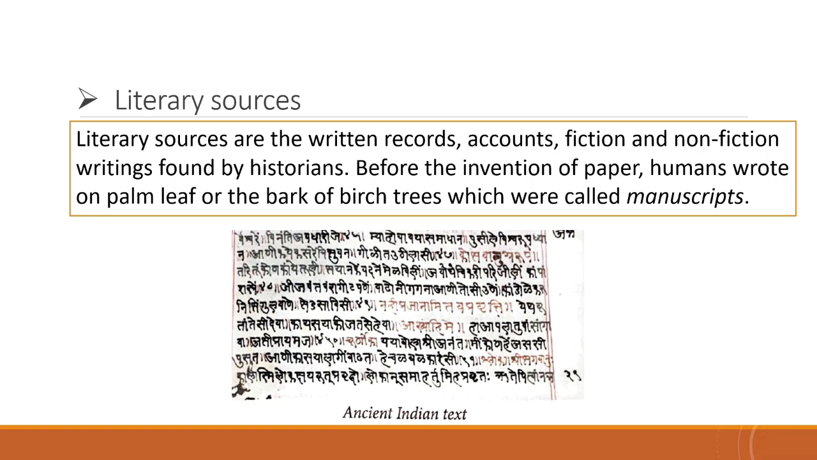Literary sources are the written records, accounts, fiction, and non-fiction writings found by historians. Before the invention of paper, humans wrote on palm leaf or the bark of birch trees, which were called manuscripts. These important records of the past tell us about the lives of the people and their kings, their laws, and religious beliefs and practices. Literature of the past was of two kinds: religious and non-religious.